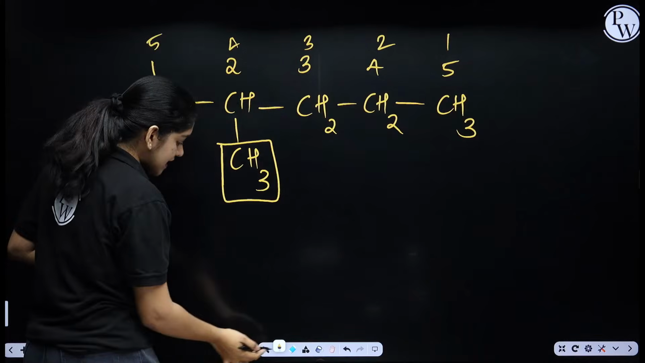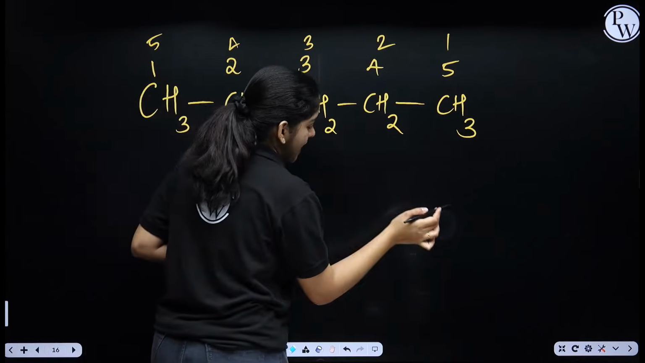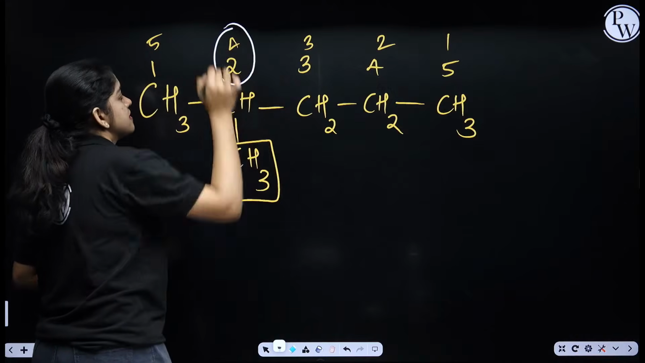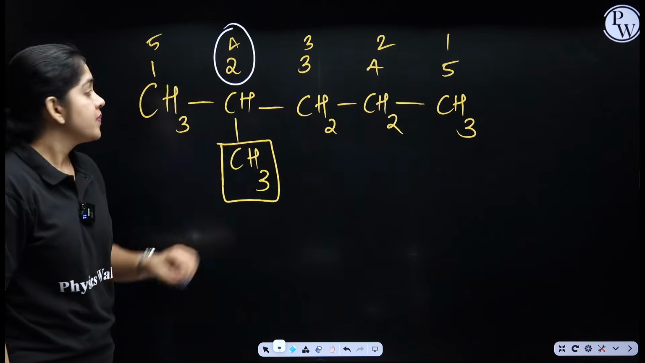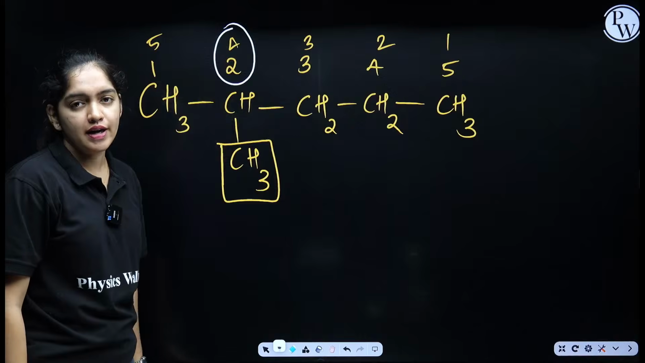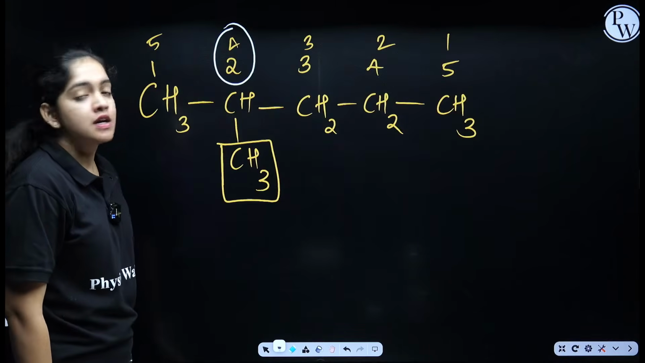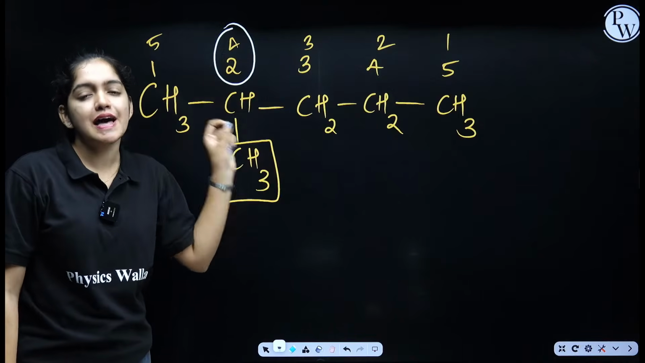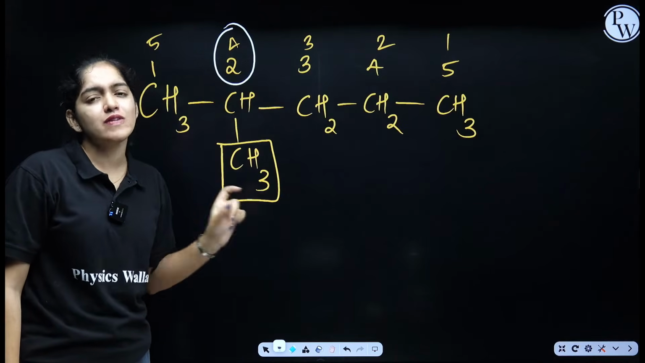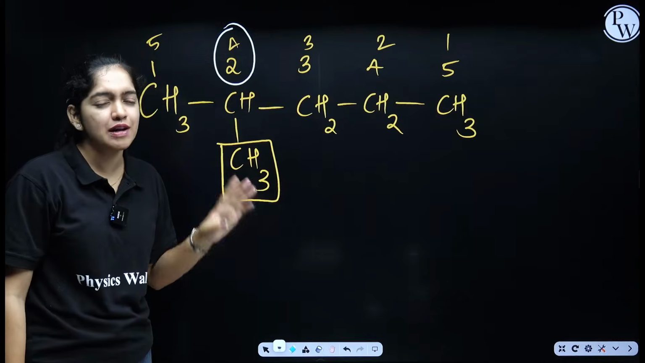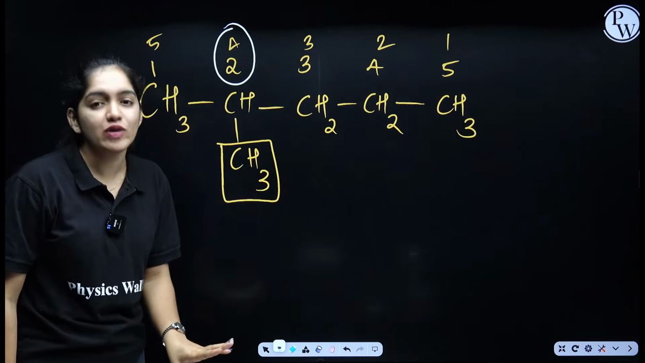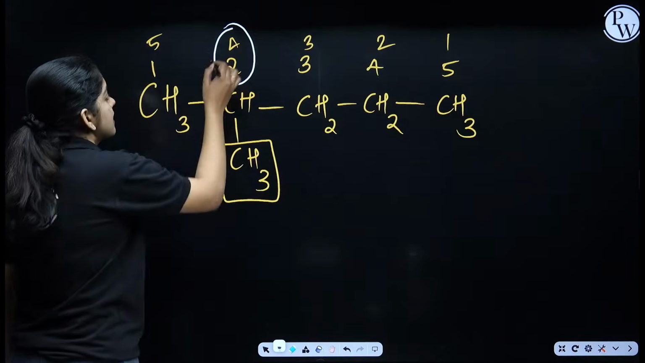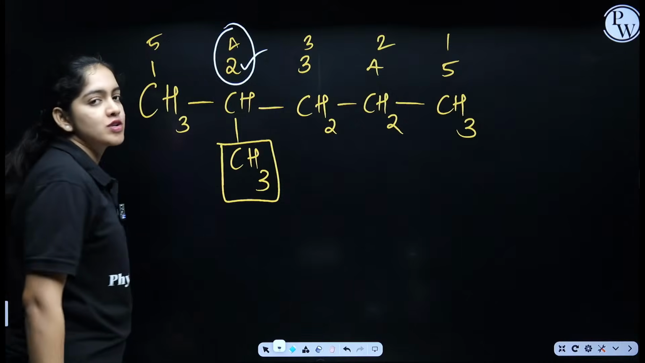Now look at the numbers that branch got. Which are the numbers? The branch got 2 and 4, right? And out of this, we should choose the least number, which is the lowest number. Comparing 2 and 4, which will be the lowest number? 2 is the lowest number, right? So we are going to take 2 as the number for the branch.